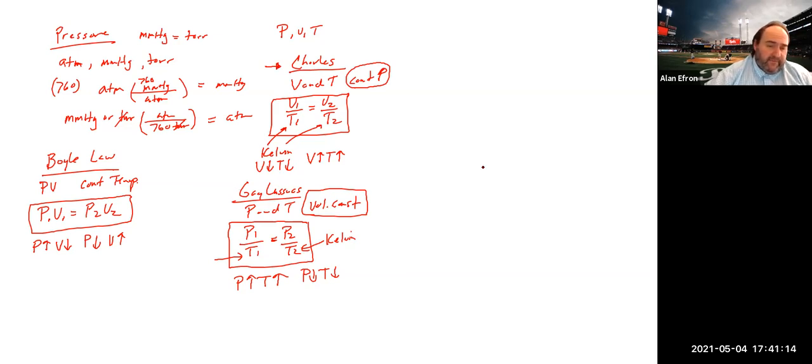We also saw our good friend Avogadro. He also had a law.